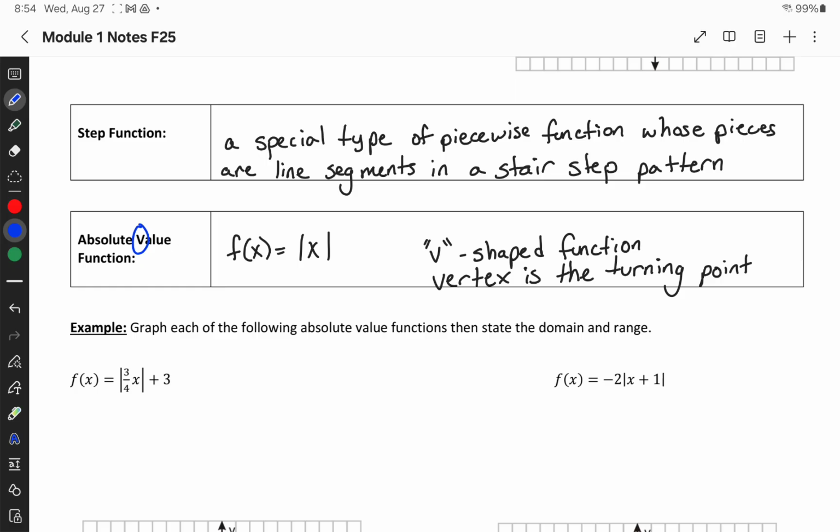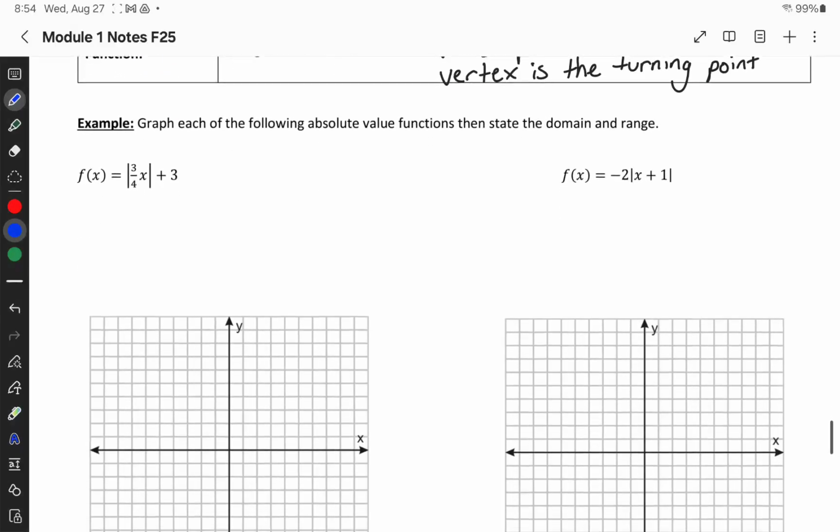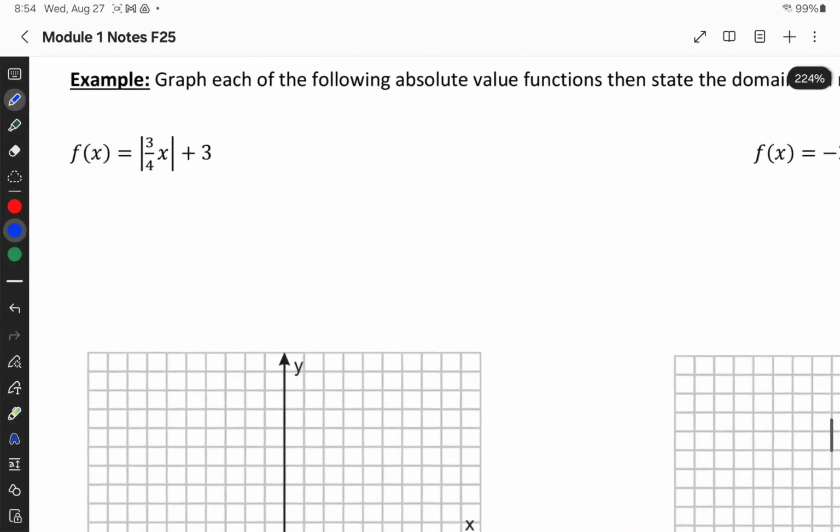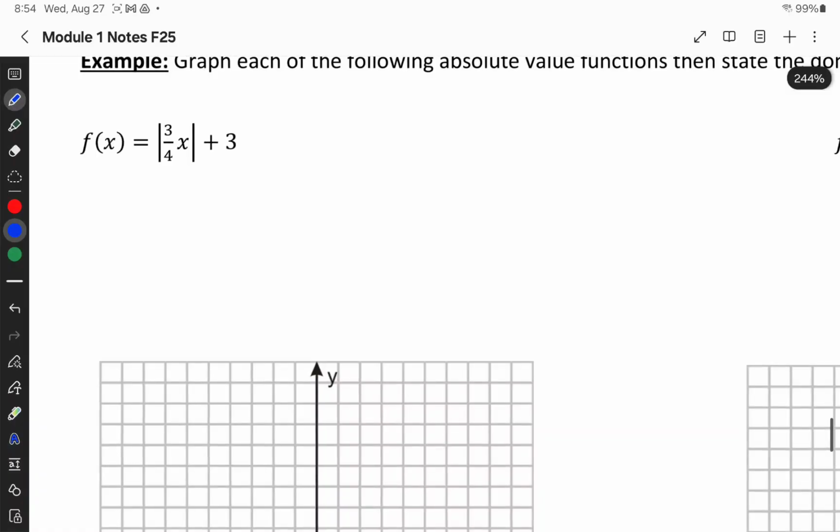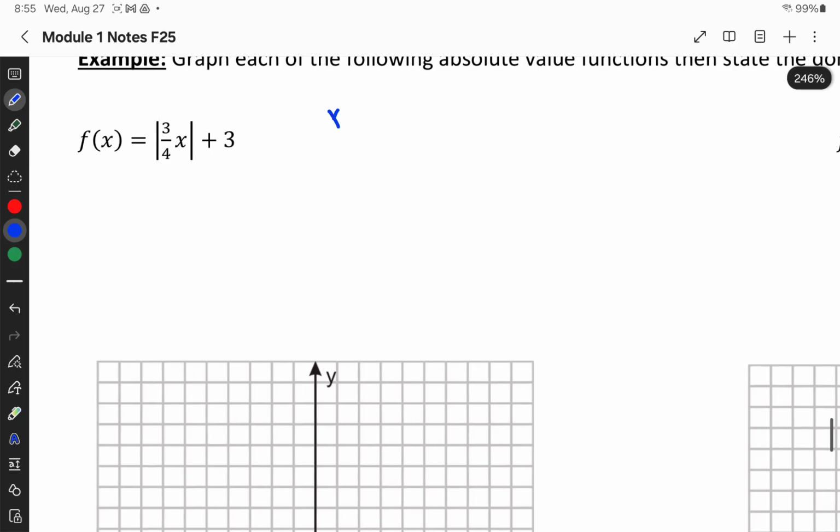We're going to graph each of these below. And then also it does want us to state the domain and range. So we'll make sure to do that at the end. So for our first function, f of x equals the absolute value of 3/4 x plus 3. So first what we need to do is build a table for this function. So I'm going to make my xy table here, and then I'm going to start picking out numbers for x.